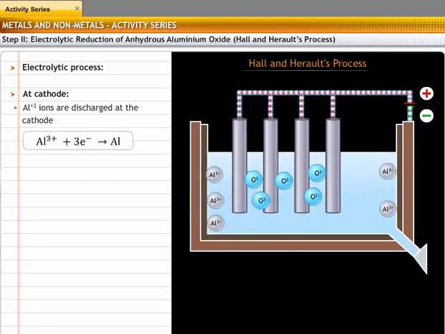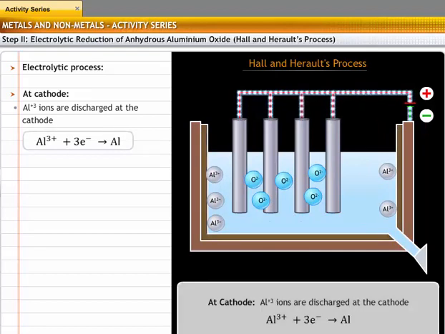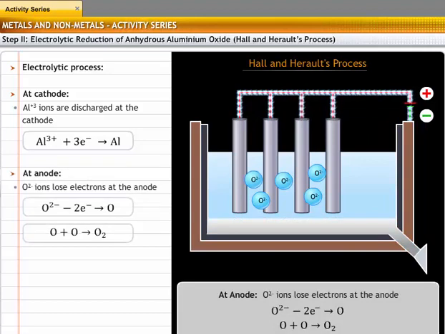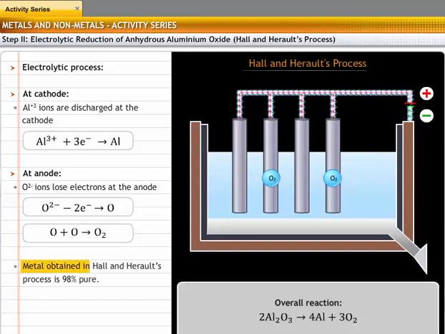The aluminium ions discharged at the cathode sink to the bottom of the tank and are periodically tapped off. The oxide ions lose electrons and form oxygen atoms at the anode. The oxygen atoms combine and form oxygen molecules. The metal obtained after Hall and Heroult's process is about 98% pure. This needs to be purified further.